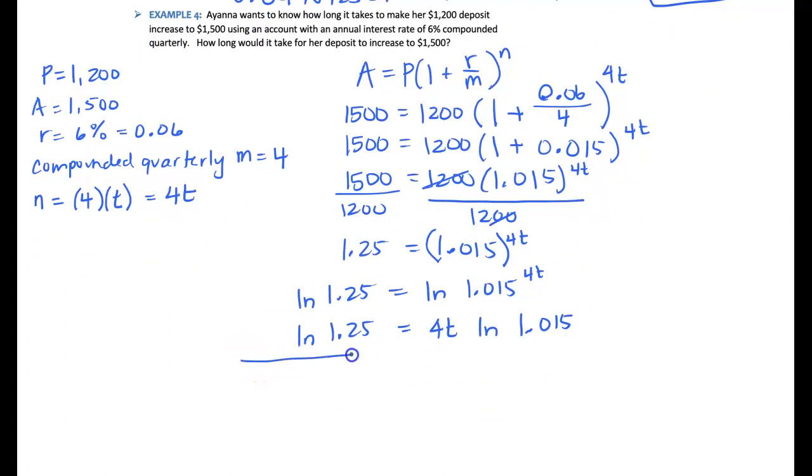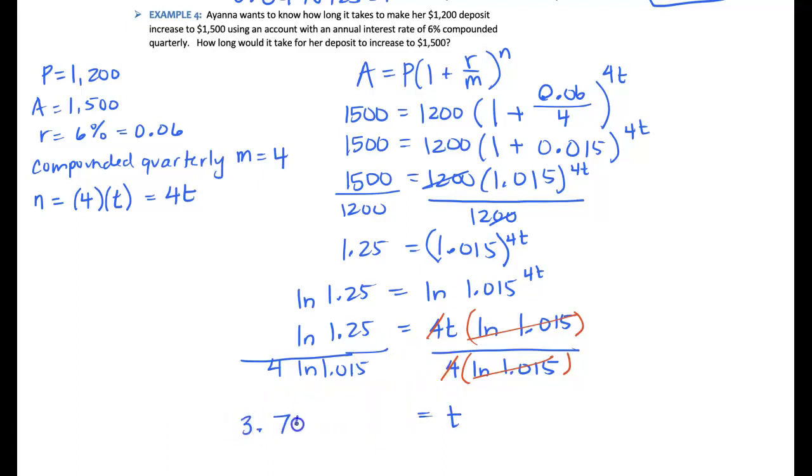To get the t alone, we'll need to divide by 4 and the natural log of 1.015. So we end up with the 4's reducing to 1's and the natural log of 1.015 reducing. And we end up with t equal to 3.74688 and a few more decimals. So our t is approximately 3.7 years. And that ends example 4.